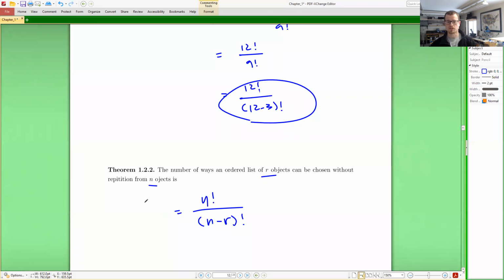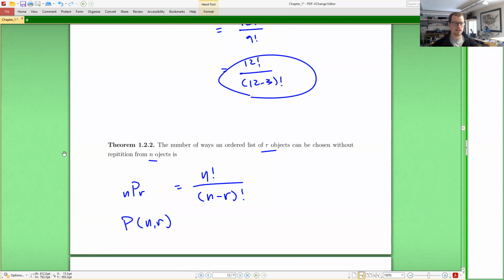Now this has a convenient notation. This is denoted in a couple of different ways. NPR is one way to denote it. Another way is permutations of N choosing R of them. Both of those notations are perfectly appropriate. But that's it. Those are the counting methods that we wanted to discuss. Again, there's a little bit more on creating lists, creating subsets, and that sort of thing, in section 1.4. But for now, that's all.